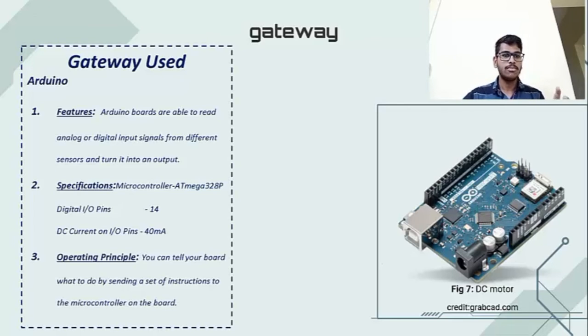Features: the Arduino board is able to read analog or digital input signals from different sensors and turn them into an output. The specification is that the microcontroller used in this Arduino Uno board is Atmega 328P. The digital I/O pins in the Arduino Uno board are 14. The DC current output on input output pins is 40 milliampere. The operating principle: you can tell your board what to do by sending a set of instructions to the microcontroller on the board by programming.